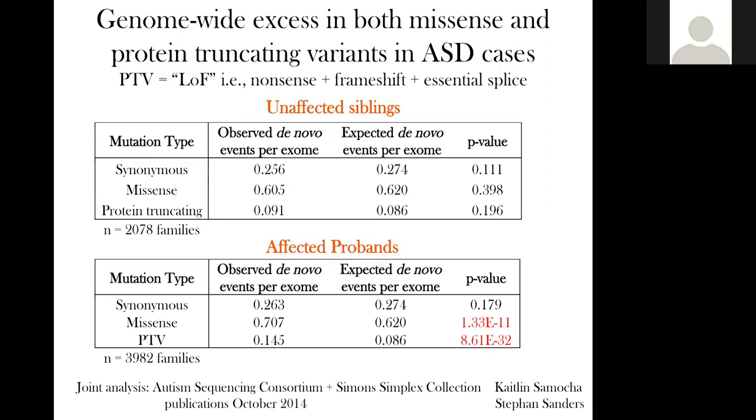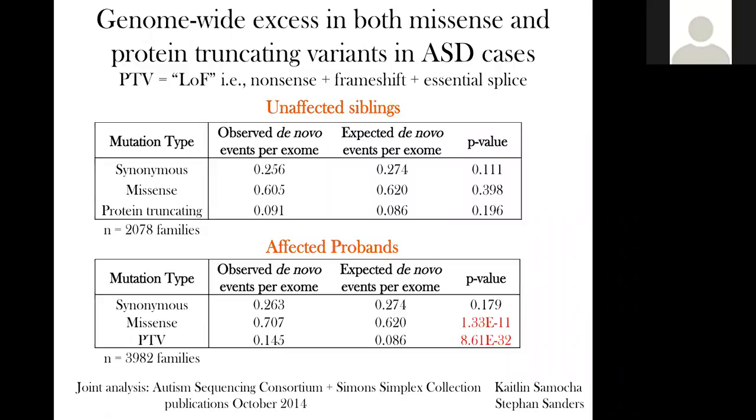So over the past 5 years, the main success in unraveling the genetic etiology of ASD has come from studying de novo mutations. De novo mutations are those mutations that arose spontaneously in the egg or the sperm and are present in the child but not in the parents.